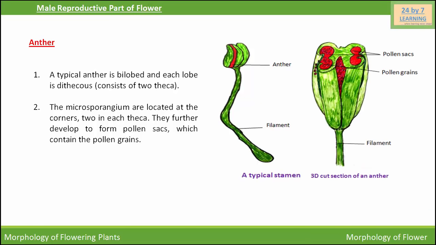Anther contains microsporangia. The microsporangia are located at the corners, two in each theca. They further develop to form pollen sacs which contain the pollen grains. If you see this picture, this is the 3D cut section of an anther. These are the sporangia that further develop and form pollen sacs. Pollen sac contains pollen grains.